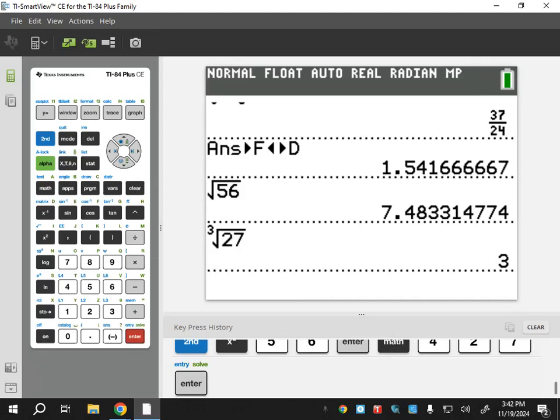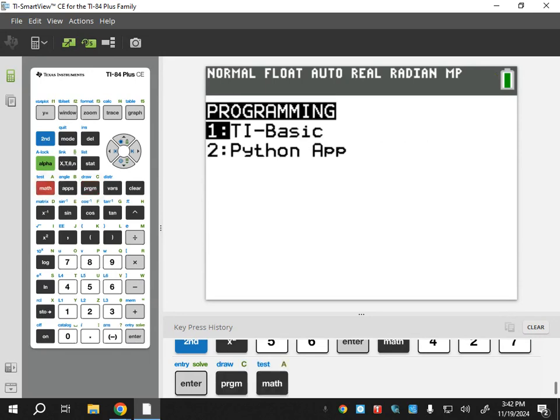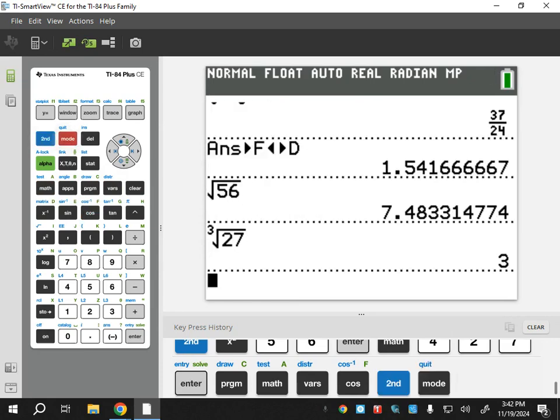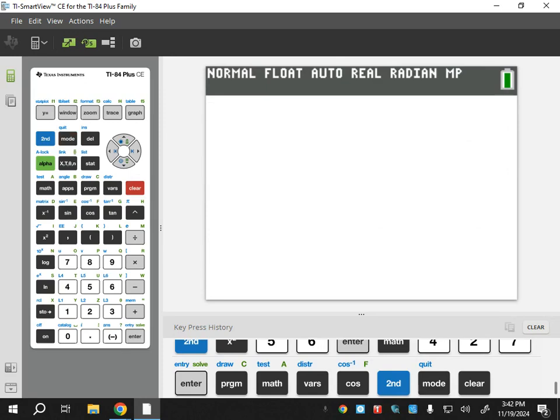From here, I think it's a good place to talk about, well, what if we wind up in a place where I don't really know where we are? To get out of that, I'm going to push second and then the mode button to quit. We're going to clear our window and let's start talking about graphing.